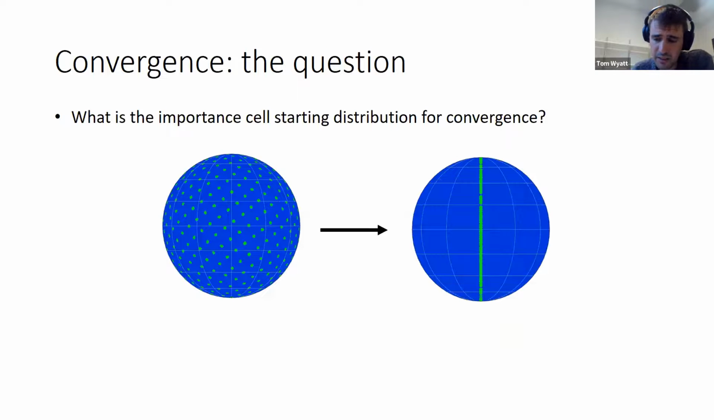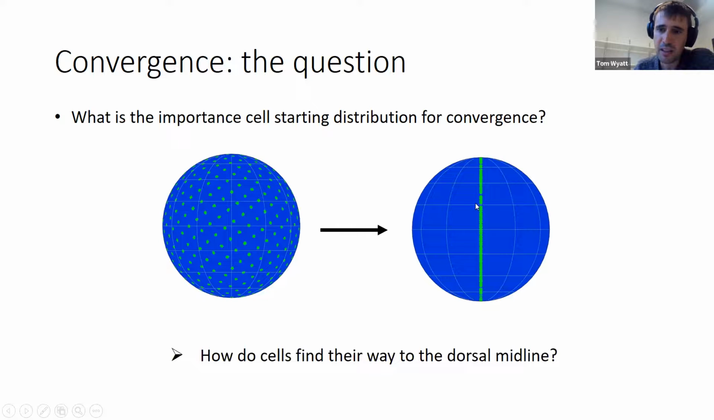So coming now to the second question, which to remind you was this question of what is the importance of this starting distribution? Why are you doing this when you're just going to reconverge here? As soon as you start to model this question, you realize that actually the first question that you have to answer before that is, how are cells finding their way to the dorsal midline?